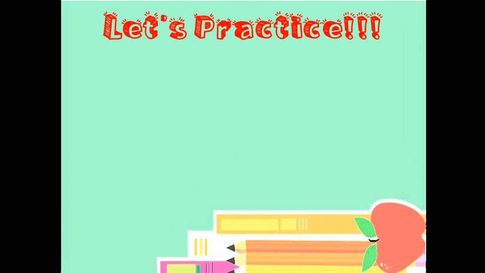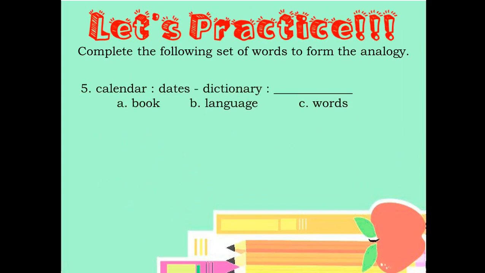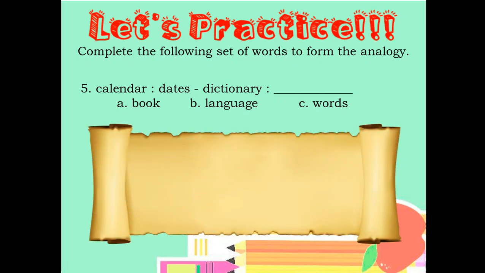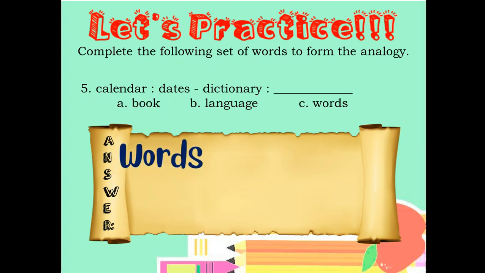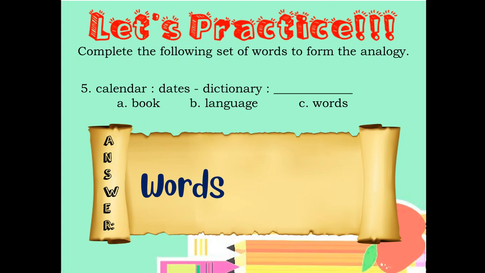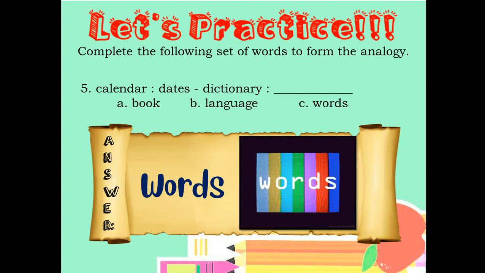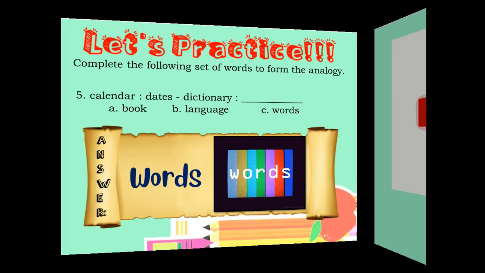Another one. If calendar is for dates, dictionary is for blank. A. Book. B. Language. Or C. Words. I repeat. If calendar is for dates, dictionary is for blank. The correct answer would be, you are correct, letter C, words. Because in a dictionary, we can find words. In the calendar, we can find the dates.